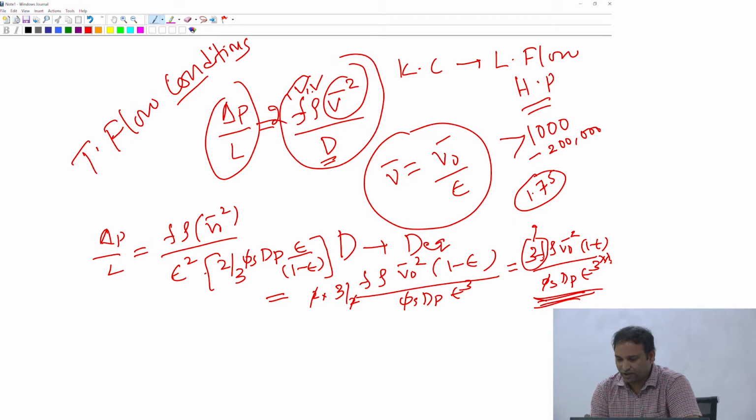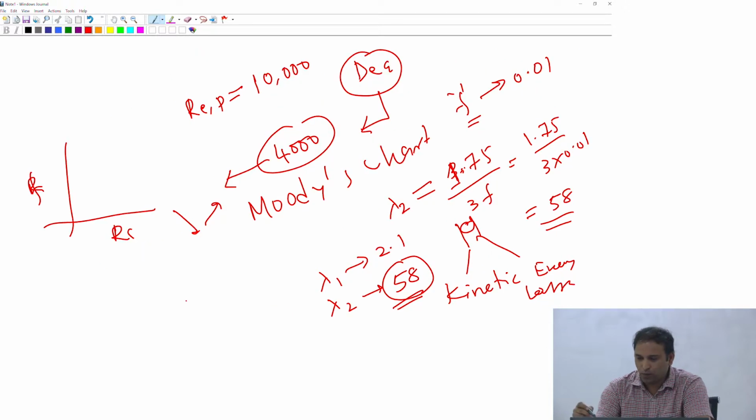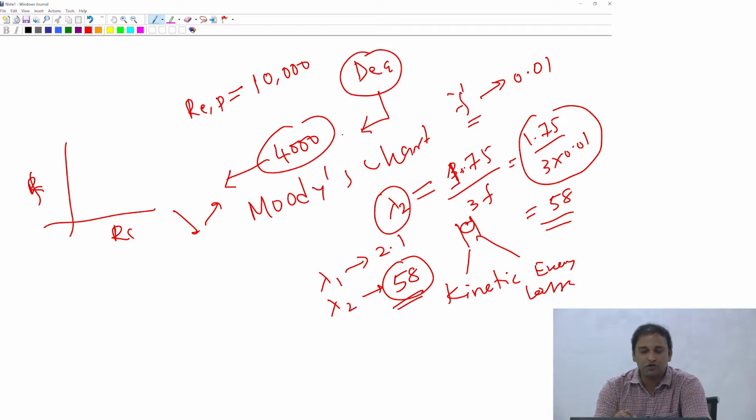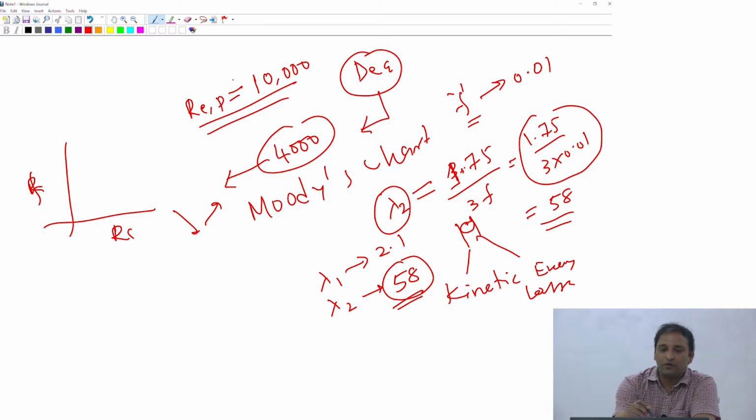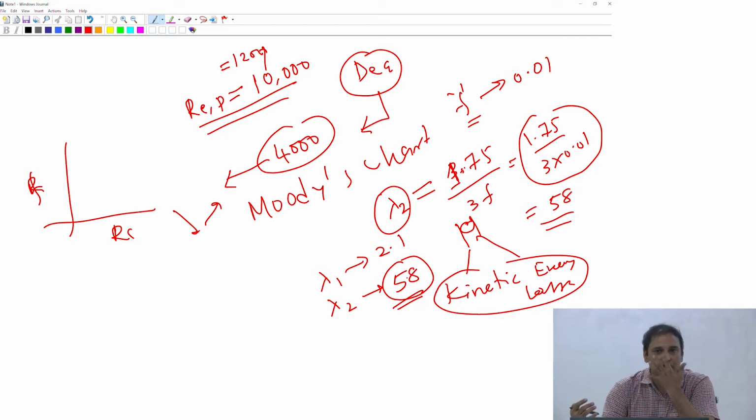So 3f times lambda 2 is 1.75, and that's why in the next step I wanted to estimate this lambda 2 value. If you assume a particular Reynolds number, it will be different; it depends on the Reynolds number condition that you have in the system. If I were to take a Reynolds number of the order of, say, 1200, your lambda 2 would of course be lower, because the kinetic energy losses in that case are much lesser compared to the case of a Reynolds number of 10 power 4.